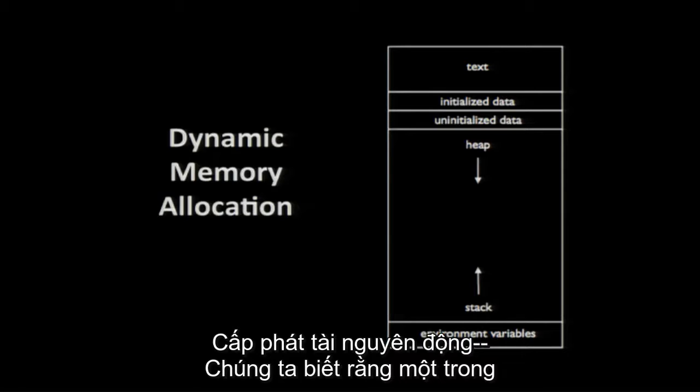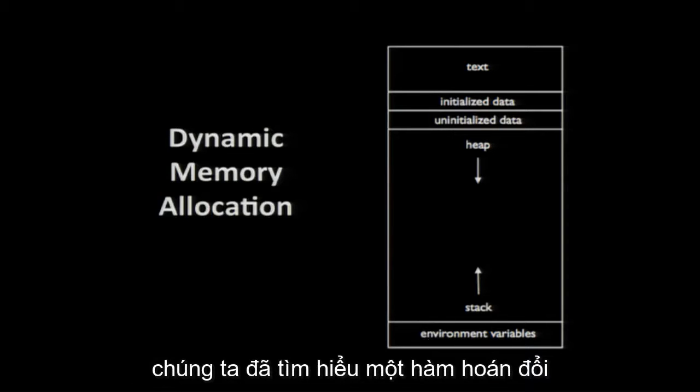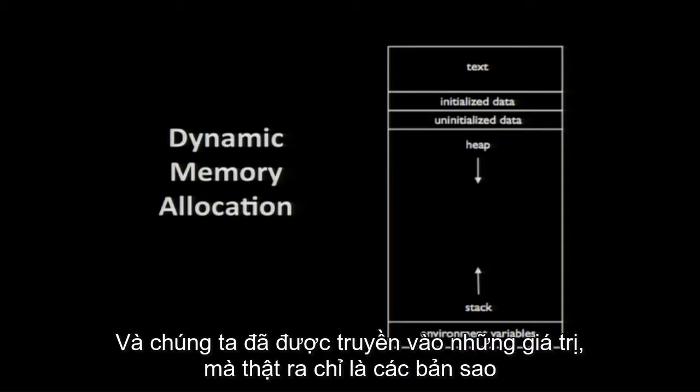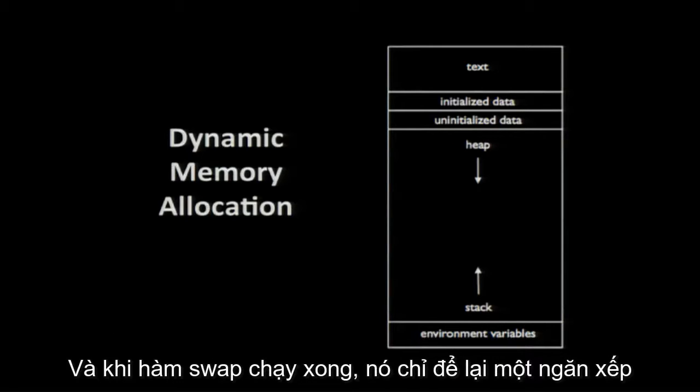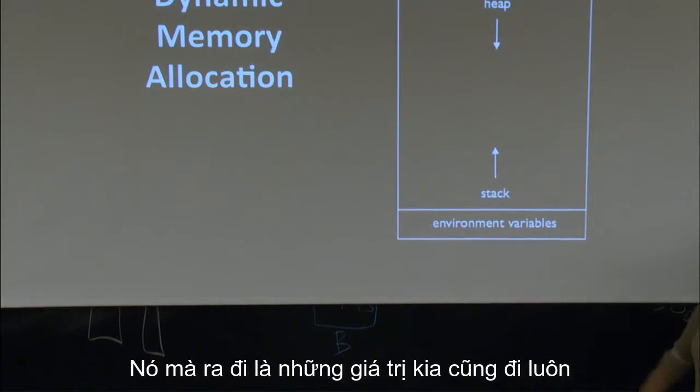Okay, dynamic memory allocation. So one of the things we talked about during our first section together, we looked at a swap function, right, where it was outside the scope of our main function, and we were passing in these values that were effectively copies. And once swap finished executing, it just left the stack. Remember, we have a stack frame for swap. It leaves, and those values leave with it.